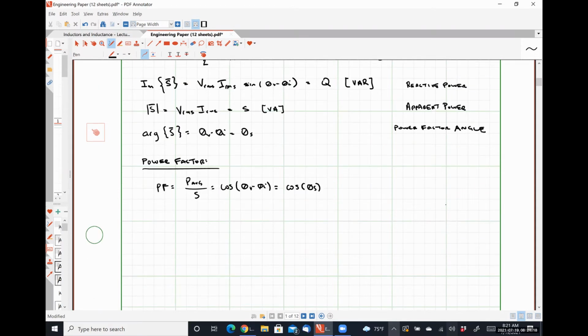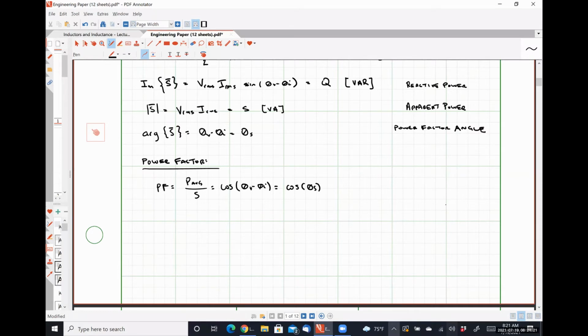So power factors are classified as leading or lagging depending on the sign of the power factor angle. So when 0 degrees is less than theta S is less than 180 degrees, our power factor is considered lagging. So what this means is that the current lags voltage.